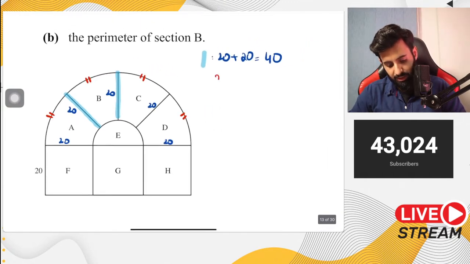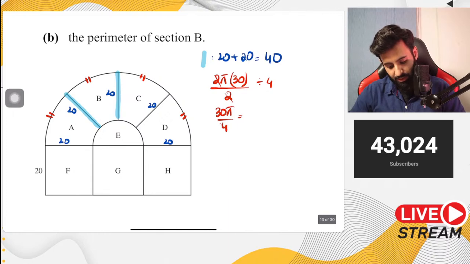So how do you calculate the circumference of the semicircle? It's going to be 2 pi r, so that means 2 pi r upon 2. Why? Because it's a semicircle. And then we're going to divide it by 4 as well. So this 2 and this 2 get cancelled out. And now we have 30 pi upon 4, which is equal to what?